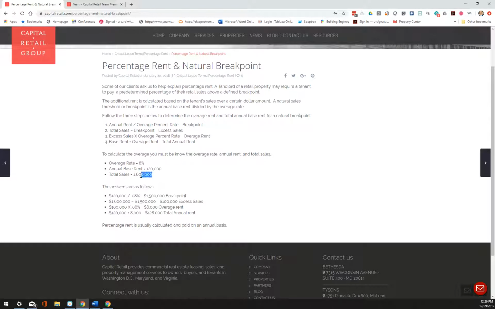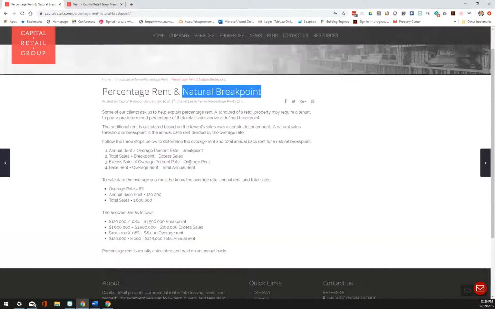The last thing you're going to need to assume, you're not going to really have this before you sign a lease, is what you think your annual sales will be. We're going to make an assumption of $1.6 million. So these are the three things you want to have: the overage rate, the annual base rent, and an assumption about the total sales that the business would have. With these three things, you can figure out what the natural breakpoint is and how much it's going to cost at the end of the year. Essentially, the natural breakpoint is an added rent that the landlord is going to collect based on how well you do as a business.